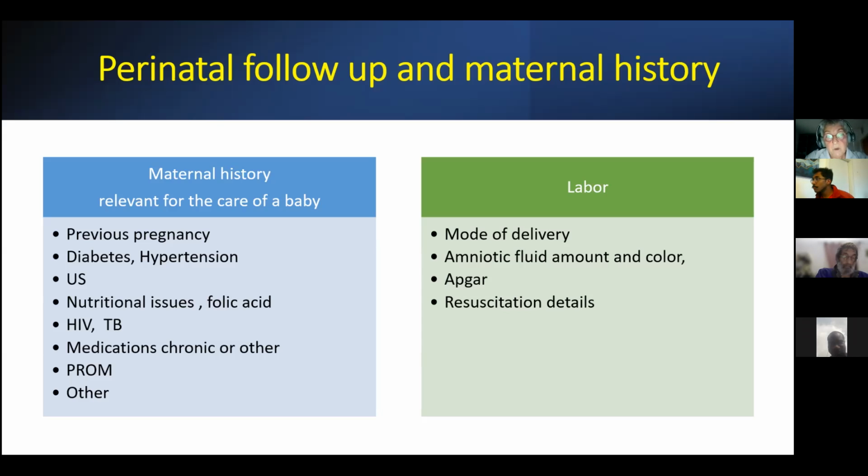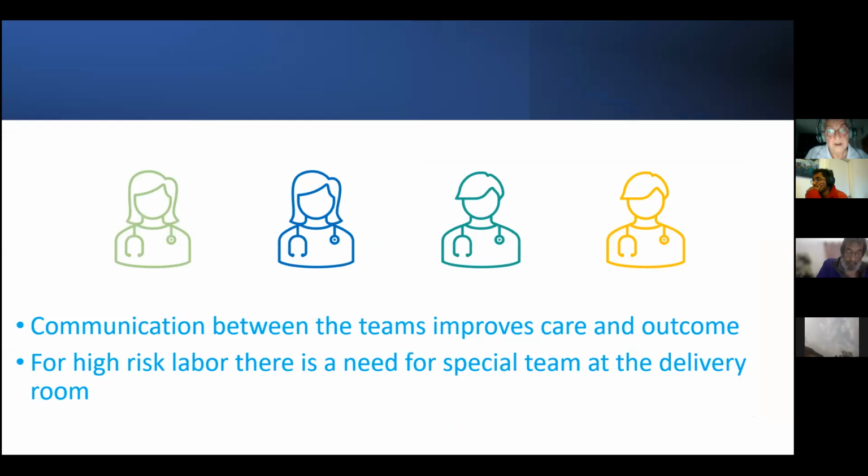So if the baby was tachypneic and large for gestational age, then diabetes of the mother is important, because the tachypnea may be just because of hypoglycemia and the symptoms of infant of diabetic mother. So this information has to flow from one side to another.